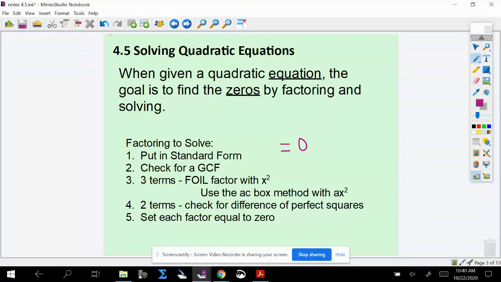Next step is to look at how many terms we have. If it has 3 terms, it's either going to be a basic FOIL factor or it's going to be one where you're going to need to do the AC method. Now I have on here the box method because that's what I've done in the past, but I just showed you another method where you can go through and do it without drawing a box. You can also use the big X method, and that's going to be true anytime you have a number in front of your x squared, like a 2x squared or a 3x squared. If it only has 2 terms, then you're going to check to use difference of squares. And then finally, when you're done and you have your factors, you're going to set each factor equal to 0 to get your solutions.